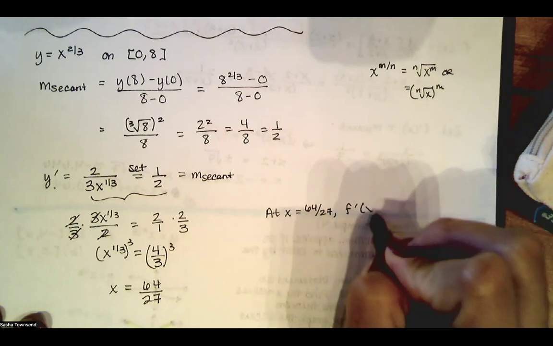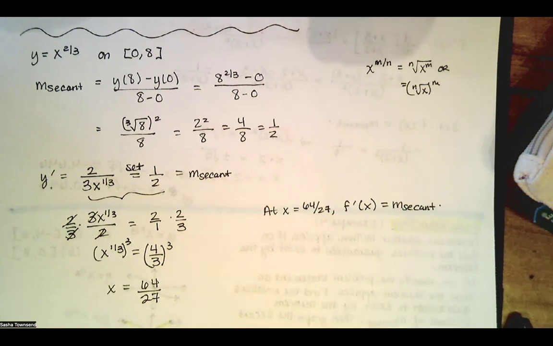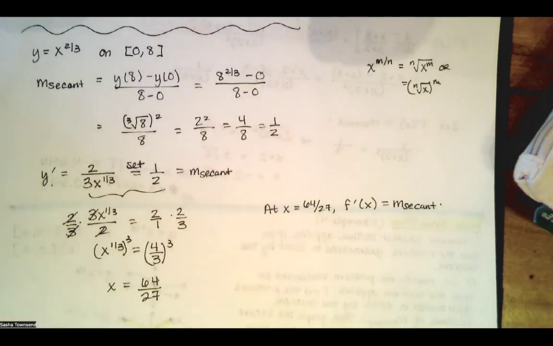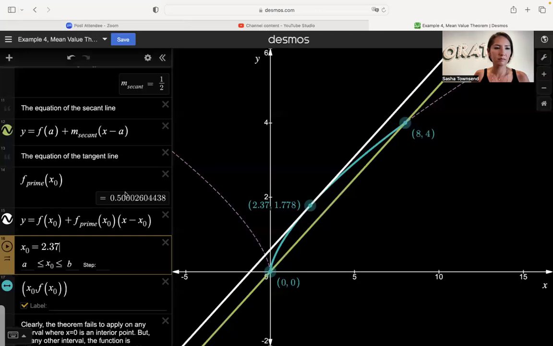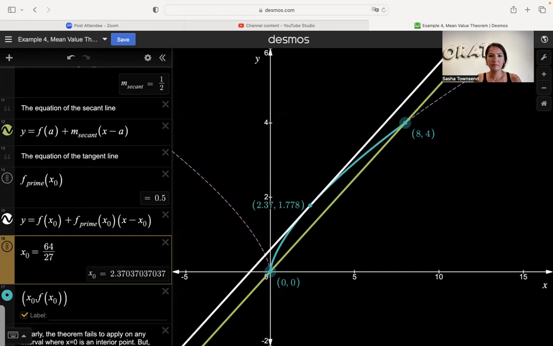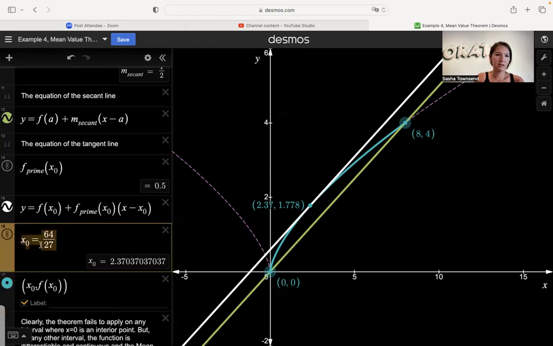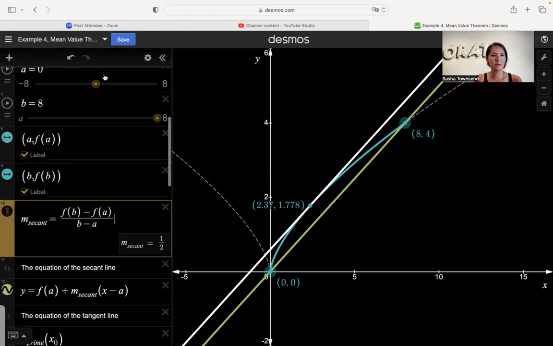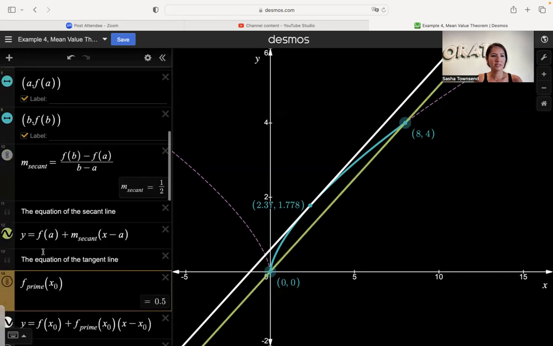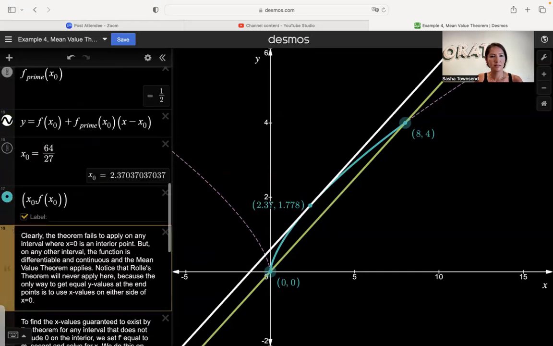F prime of x is equal to the slope of the secant line, or the instantaneous rate of change is equal to the average rate of change on the particular interval of interest. So we'll let x naught equal that 64 divided by 27. Graph the tangent line there, and we can see that the tangent line and the secant line are parallel to each other. And if we want to be sure, we can see the slope of the secant from earlier was 1/2. And the derivative evaluated at x naught is also 1/2. So we found the right answer.